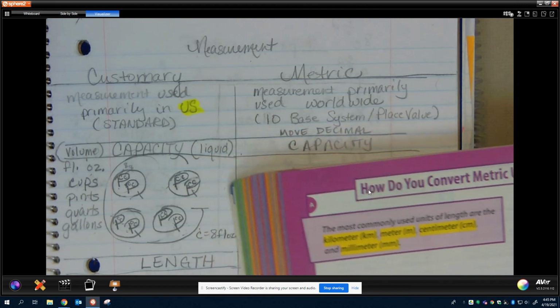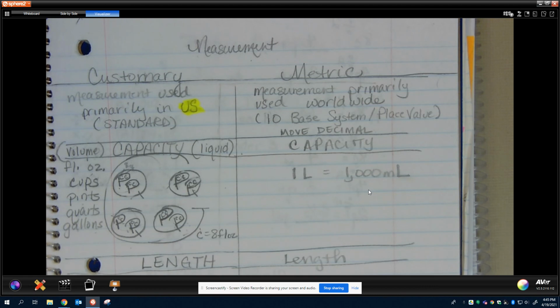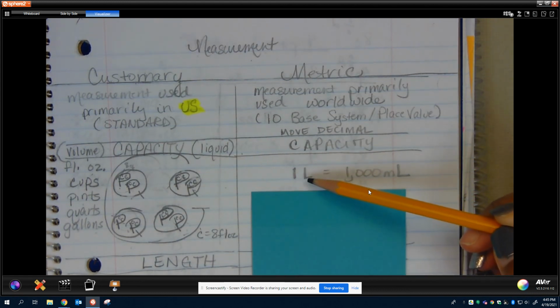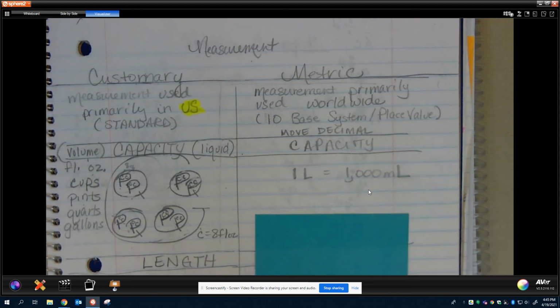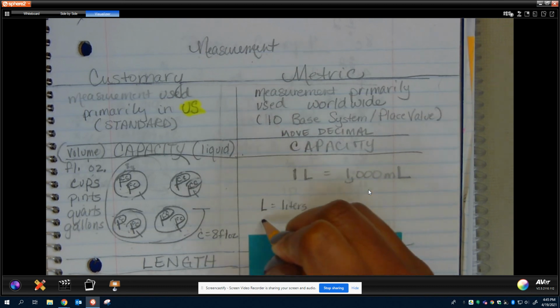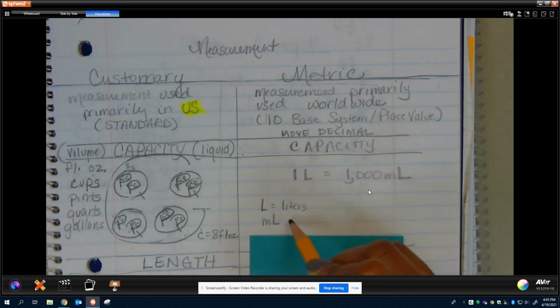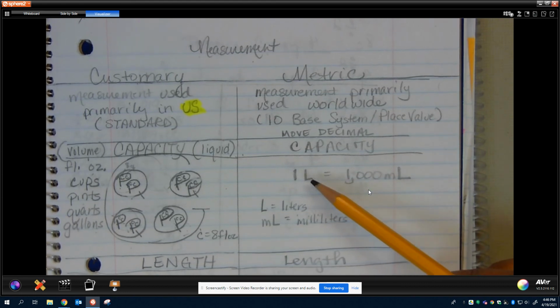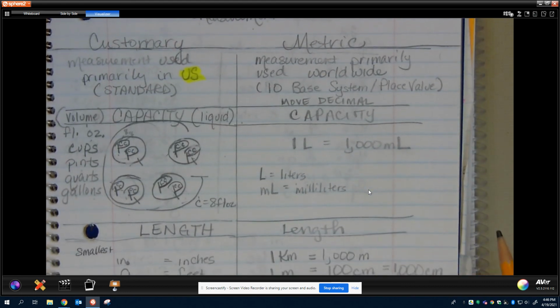The first thing that I want us to add to our notes is our different units. When we are looking at measurements for capacity, we're going to be working with two units. 1 liter equals 1,000 milliliters. The L stands for liters and the mL stands for milliliters. You'll notice that the L is capitalized. If we think about our prefixes, milli means 1,000. So 1 liter is equivalent to 1,000 milliliters.